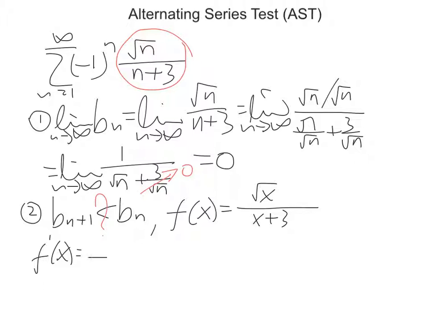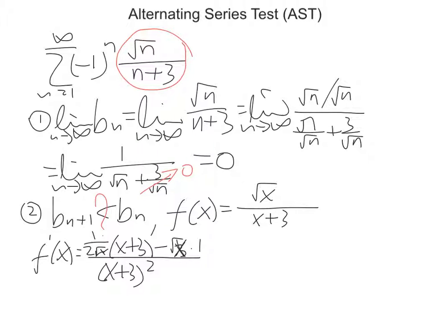For the derivative of the function, we are going to square the bottom function. On top, we are going to take the derivative of the top function first. The derivative of the square root of x is going to be 1 over 2 square root of x, times the bottom function, x plus 3, minus the top function times the derivative of the bottom function, which is 1. The top function is the square root of x.